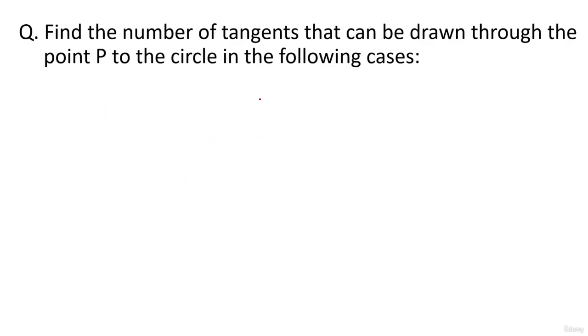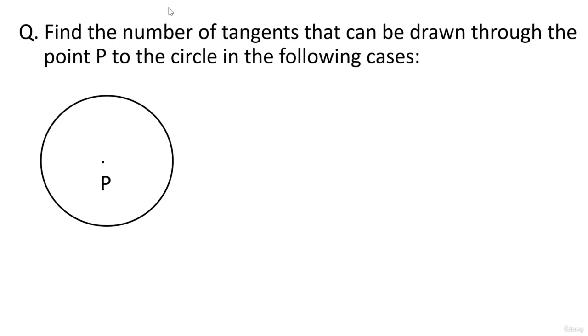Let's solve this one. Find the number of tangents that can be drawn through the point P to the circle in the following cases. So I'll take specific cases where you'll be asked to find out what is the number of tangents that can be drawn from the point P to the circle. First question, the point P is lying in the interior of the circle. Guys, we saw previously that to draw the tangent, the point P should lie outside the circle. Okay, here point P is in the interior.